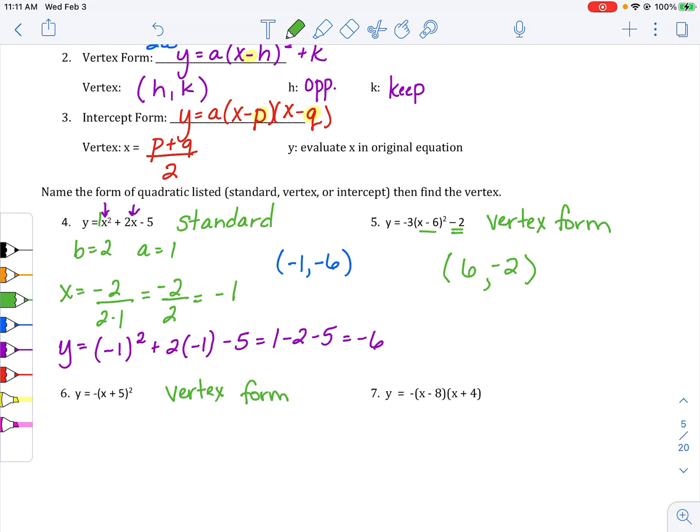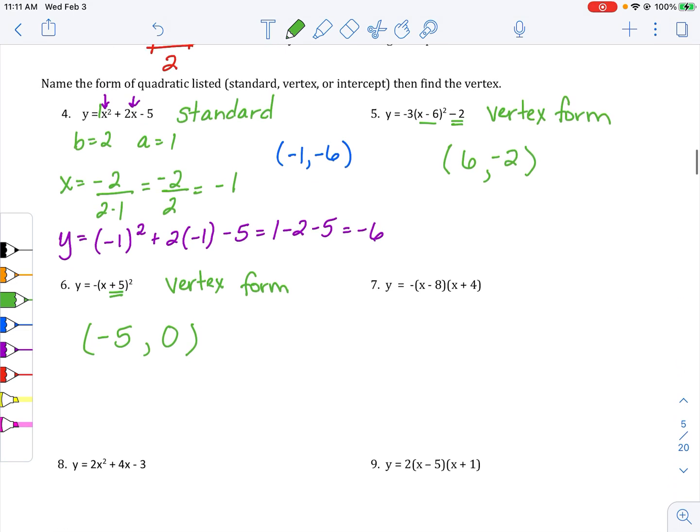All right, so that means I can jump straight to my parentheses. Looking in the parentheses, I want to know what was subtracted, so I'm taking the opposite of what I see. The opposite of 5 is negative 5. And then the k value is what's being added to the end. Nothing was added to the end because nothing's there. So therefore the vertex is negative 5, 0.